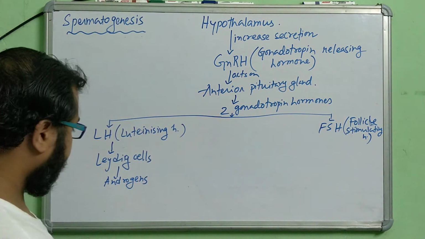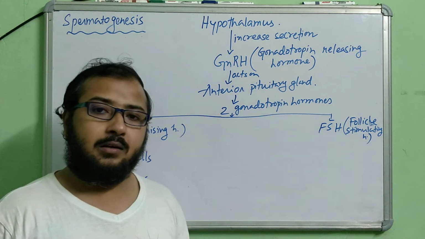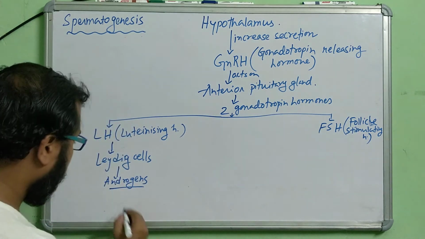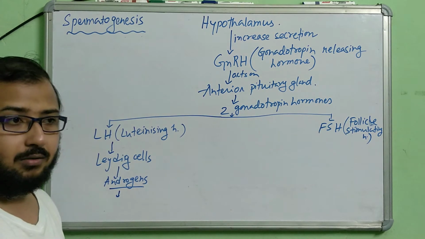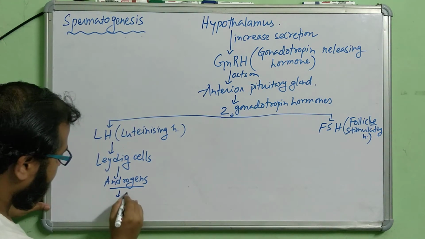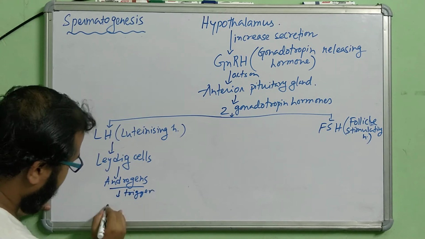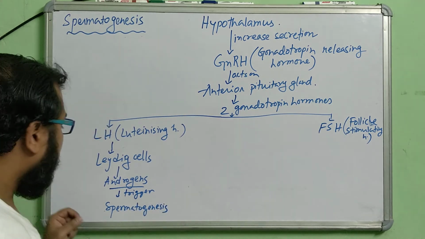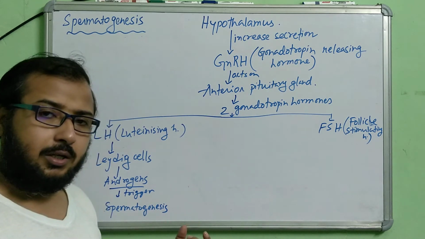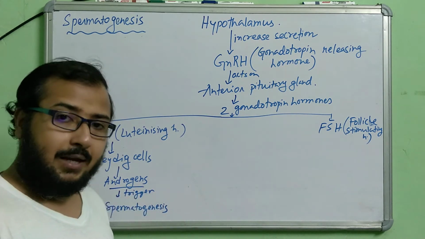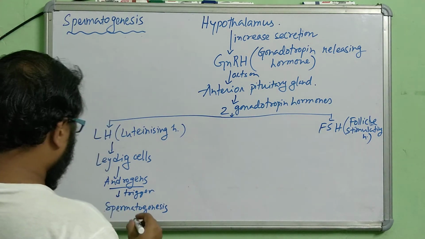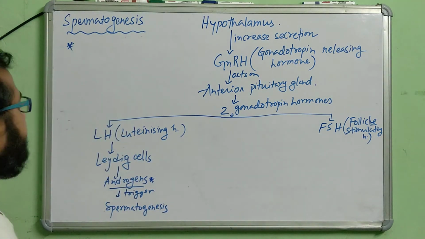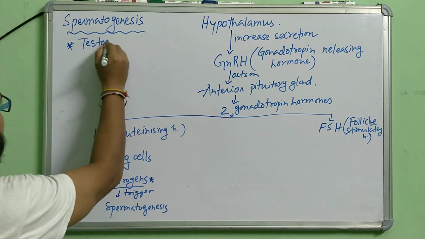What are these androgens? Androgens are a group of male reproductive hormones, or male sex hormones. And they in turn trigger spermatogenesis. Now I would like to say some hormone names you must know. The group of androgens, some male sex hormones. What are those? The names of the hormones. First, the most important one, testosterone.